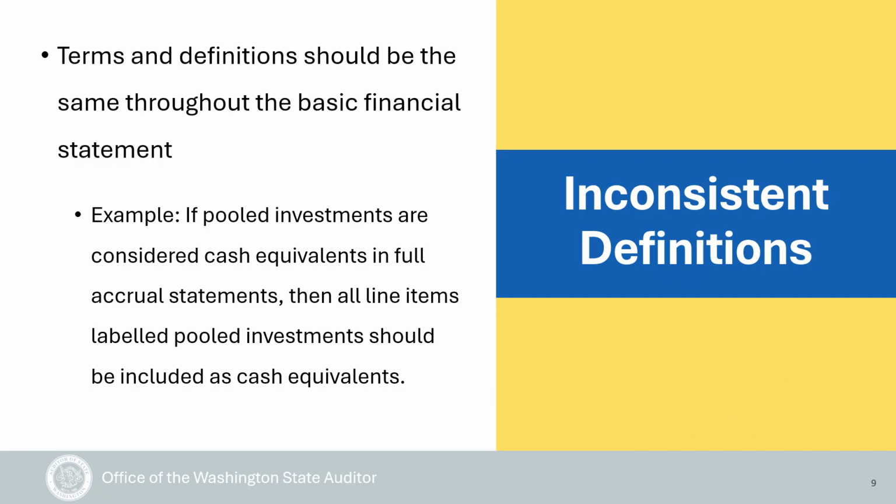A theme you will see throughout this training is that we want to be consistent throughout our financial statement packet. This includes using terms or line item titles consistently throughout. Let's start with definitions. If you label pooled investments as a cash equivalent, then we would expect that all pooled investments are cash equivalents. If this is incorrect, you could do something like state that pooled investments are considered cash equivalents in all but the fiduciary funds. This gives a clear guidance on what is being recorded where.